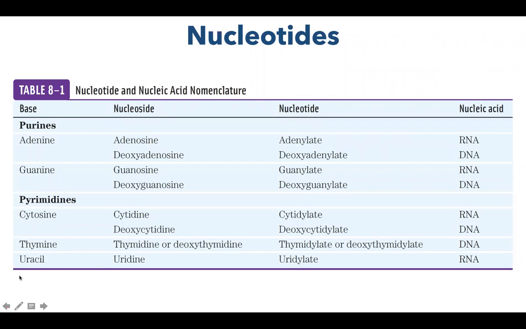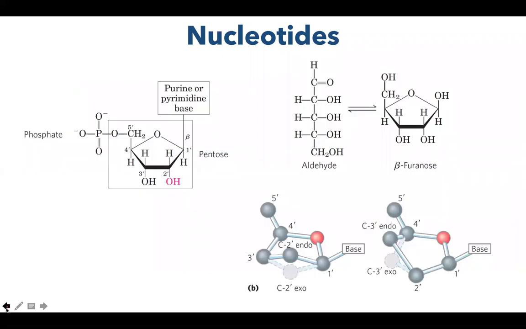By the way, I forgot to mention, the attachment of your nitrogenous base to the sugar is called the N-beta glycosidic bond, and your phosphate group is attached to your 5' carbon through what we call a phosphate ester bond. So don't forget these terms.